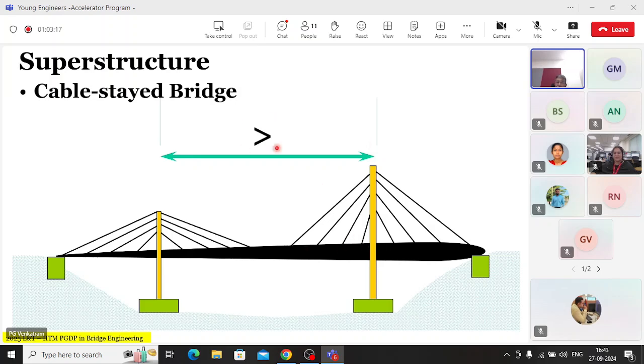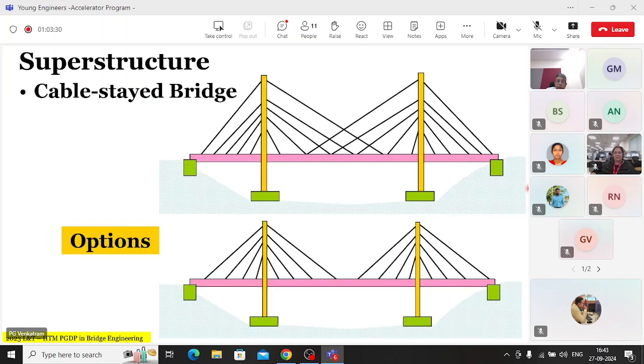This is a type of bridge in which the main span, pylon to pylon, today in the world is about a kilometer. They may do bigger than this sometime in future. Then you have options. You can do this way or you can do this way. Which one do you think is better? Say the top one is called option A and the bottom one is called option B. Which one is better?